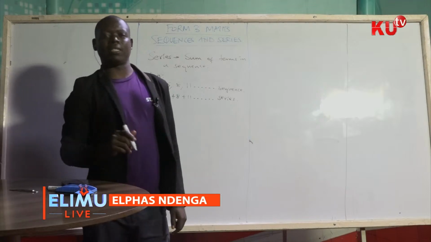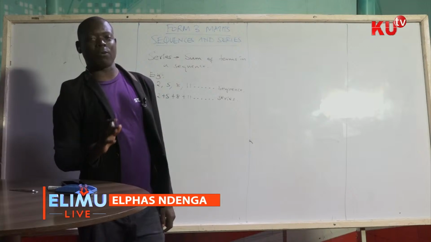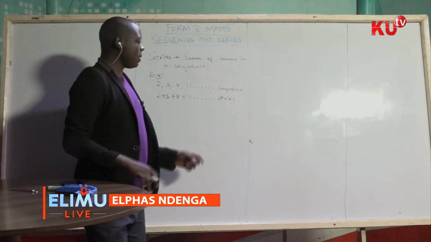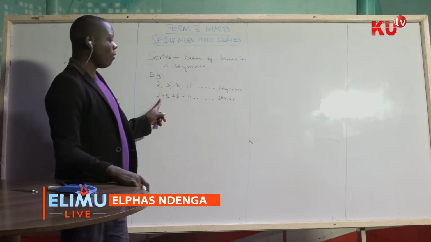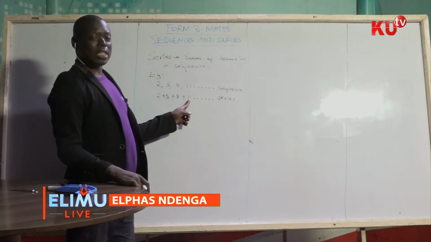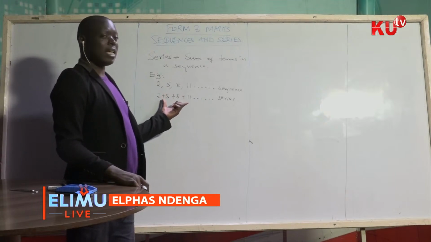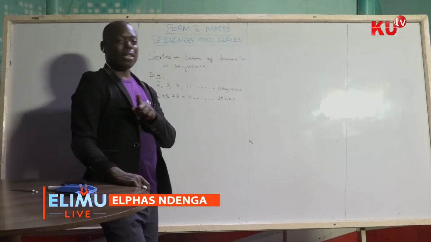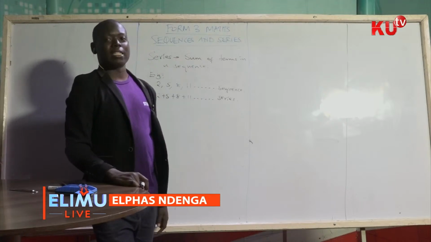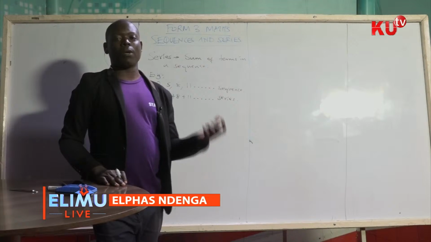So a series is simply the sum of terms in a sequence. Do not make the mistake of saying the answer is 2 plus 5 is 7, 15, 26. It's wrong. We are only using the addition sign to show that a series is the sum of terms in a sequence, whether it is geometric or arithmetic.